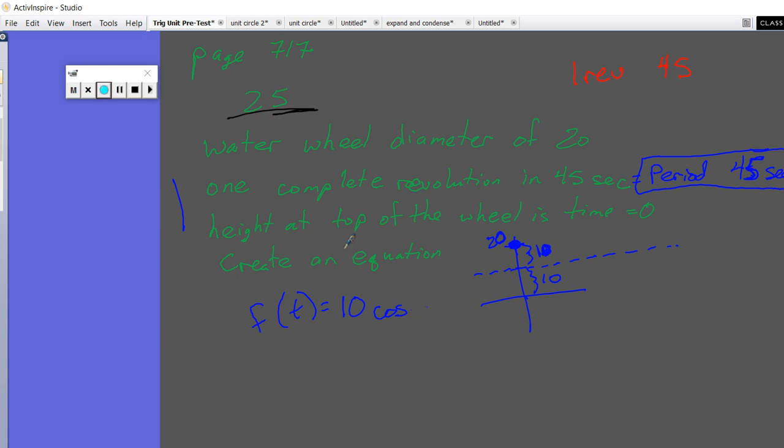So 10 cosine. So period is 45 seconds. So remember, the period equals 2 pi divided by b. We need to figure out what b is to go right here. And I'm going to use 360 degrees instead of 2 pi. We'll use degrees instead of radians on this. So the period is 45, so I have 45 equals that. So b equals 360 divided by 45.